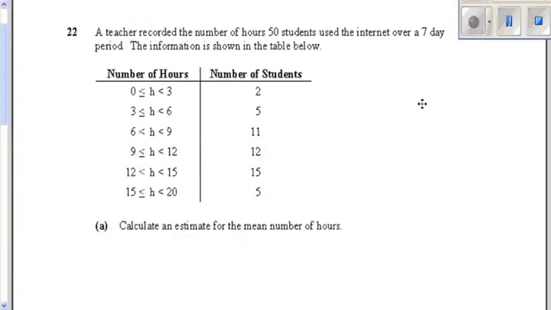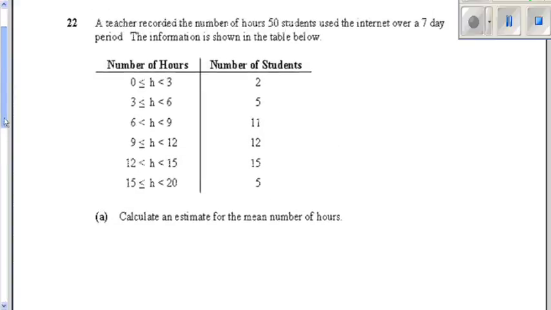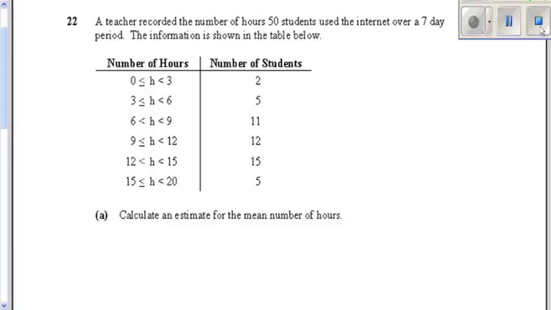Okay, so there's question 22, which is a table of values, and you're asked to find an estimate for the mean. And I'll just scroll down. Part B then is asking you to write down the class interval which contains the median number of hours. If you want to stop the video and have a go at those, I'll just scroll that back up for you, and we'll go through the solution in a moment.